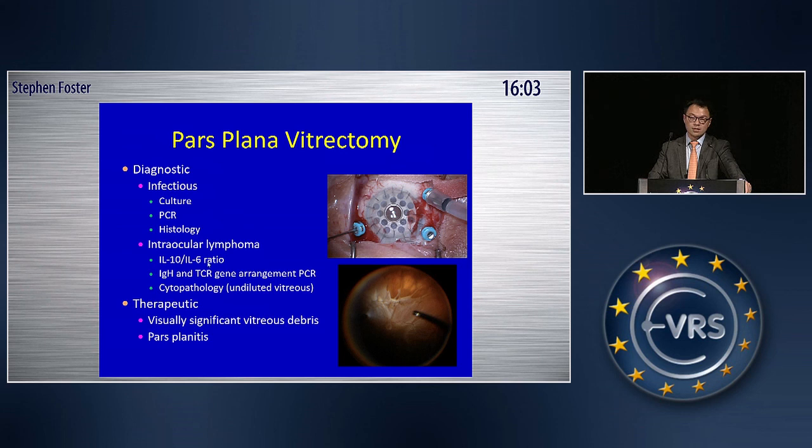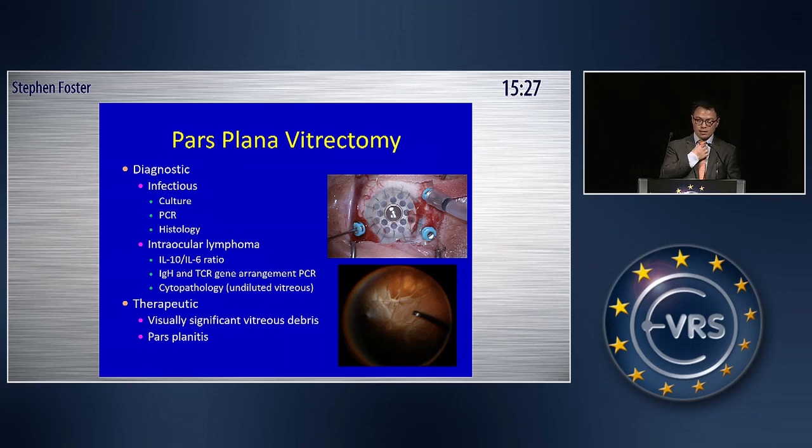We look at the interleukin 10 to interleukin 6 ratio. I think it's very effective. When IL-10 is high, that's more likely to be malignancy. When IL-6 is high, that's more likely to be autoimmune. And you look for B-cell lymphoma, which is typically the type of lymphoma we see in the eye, by the IgH heavy chain gene rearrangement, and for T-cell lymphoma, you do the TCR, the T-cell receptor gene rearrangement, by PCR. And then of course you want to send undiluted vitreous to a very experienced cytopathologist to look for the very scanty lymphocytes, so they might be able to give you a diagnosis. But we like to do all 3.